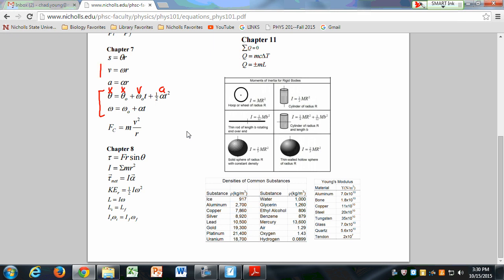Yeah, you could do that too. But there you go. I have s instead of x, because usually s is used to define arc.